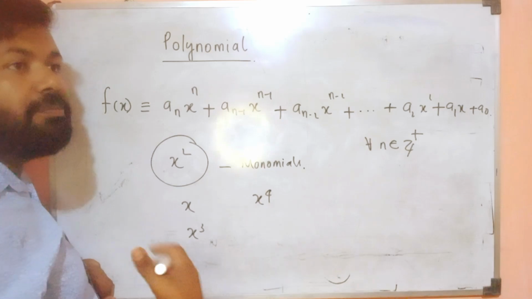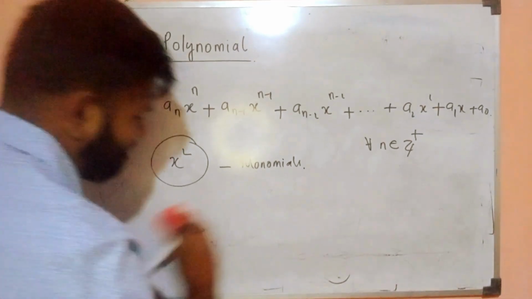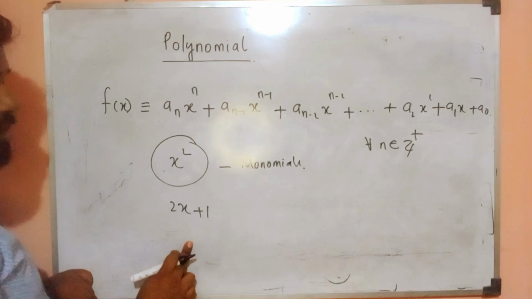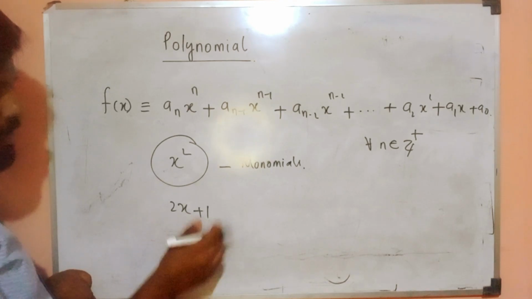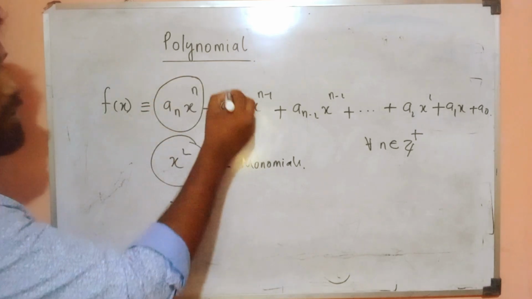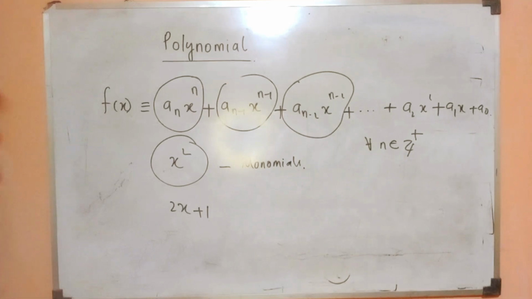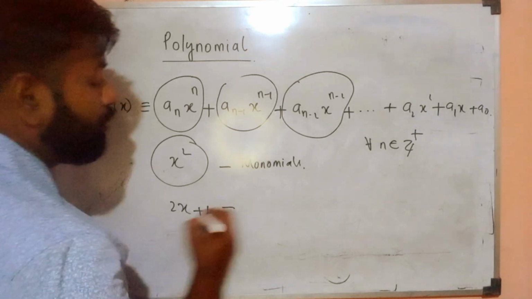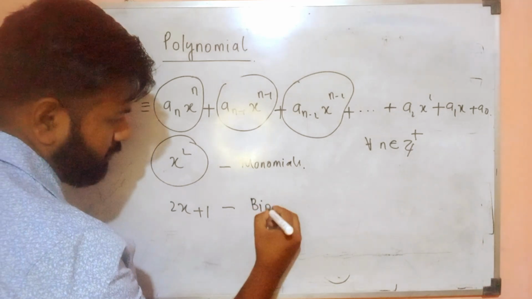So what about the polynomials which have only two terms? We call them binomials. So consider this one, 2x plus 1. How many terms are here? Only two terms are here, 2x plus 1. This is a term, this is a term. Polynomials are actually given by addition or subtraction of consecutive terms. So here you have two terms. Polynomials with only two terms are called binomials.